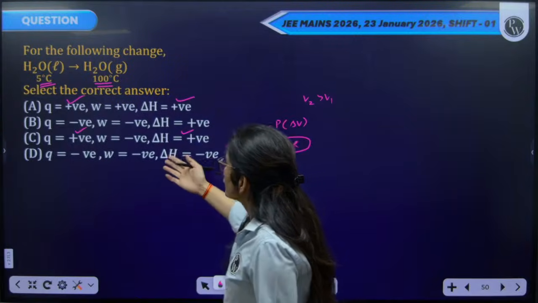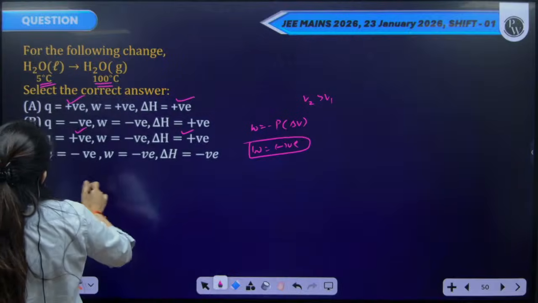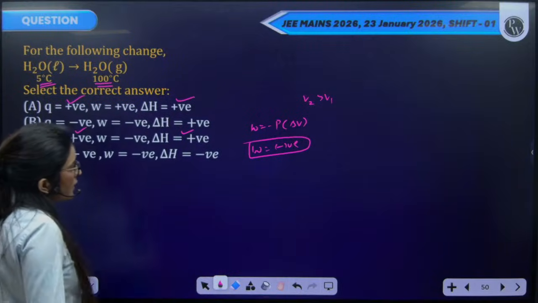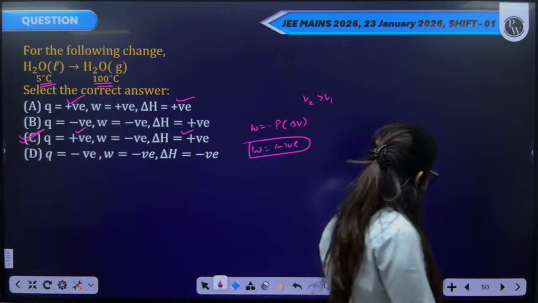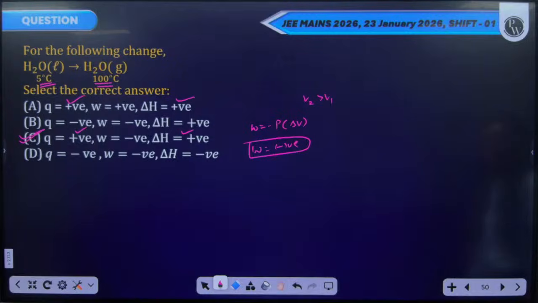So W should be negative, Q and delta H should be positive. So I think C should be the correct option. Okay, I hope that's clear.